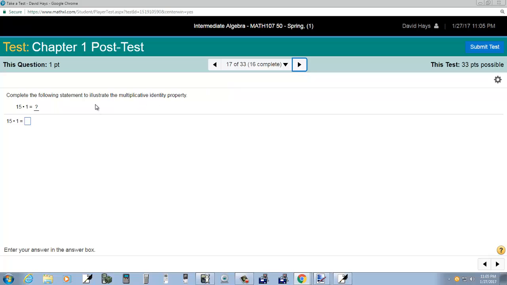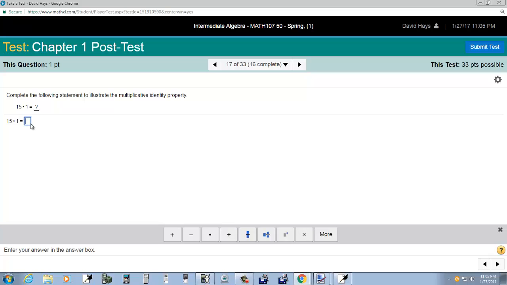Complete the following statement to illustrate the multiplicative identity property. 15 times 1 is 15.